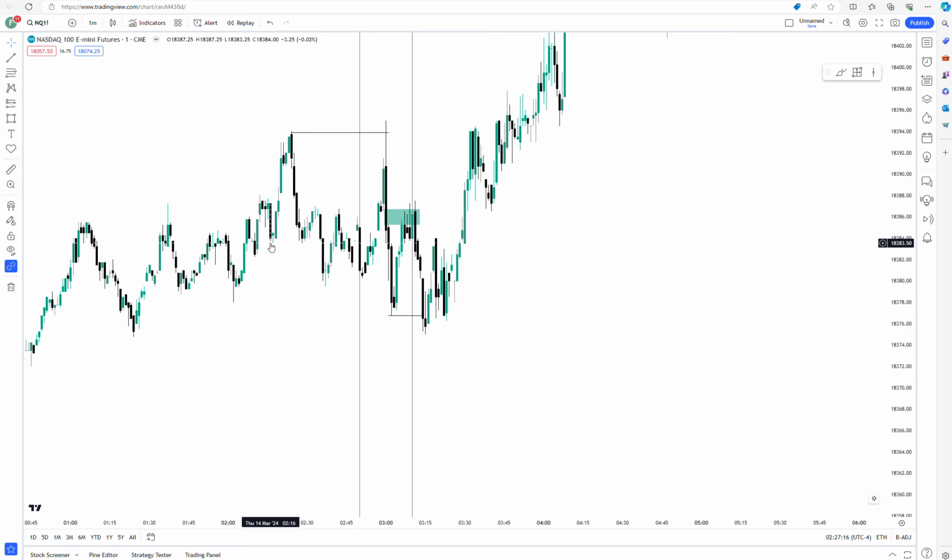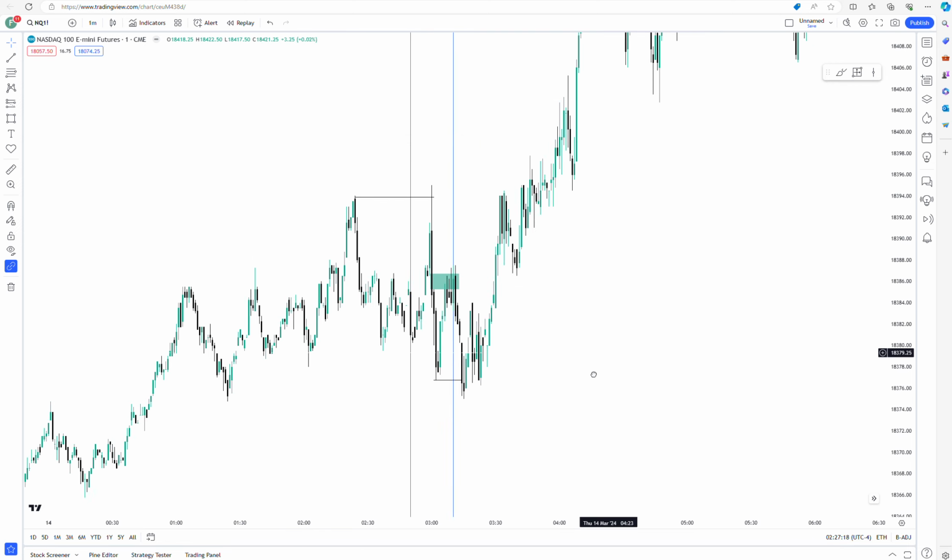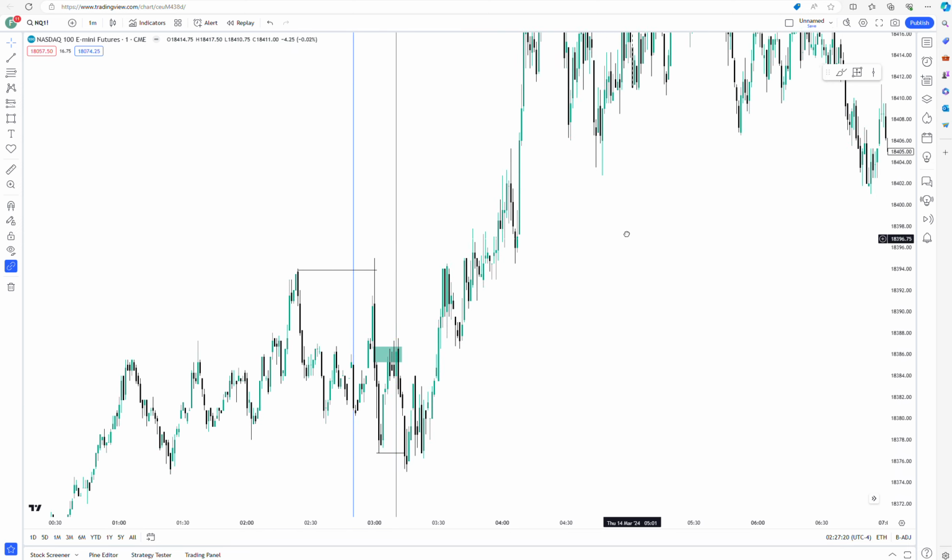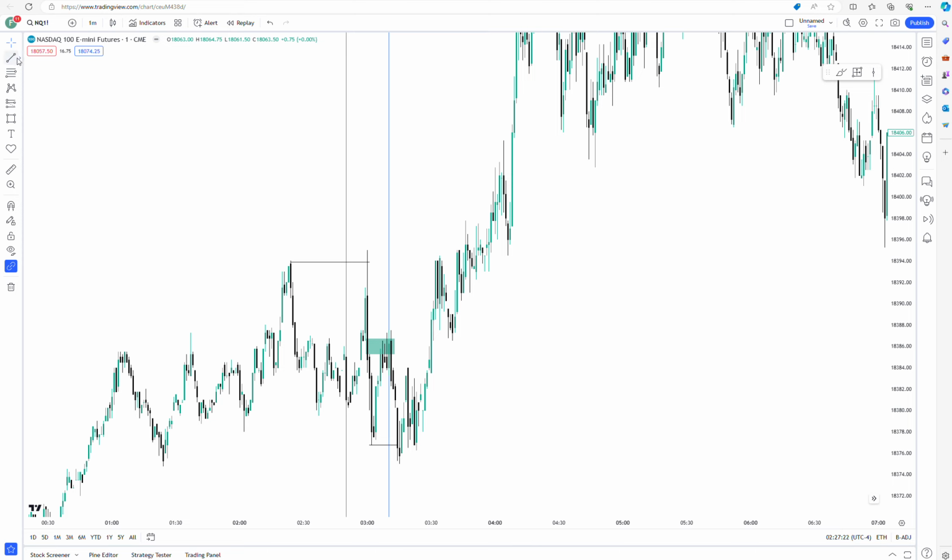Now, after this macro, what happens? We propel upwards. And then let's have a look at how we actually execute from the next macro, or if it actually shows us anything important here. So let's go 3:50, and then let's go all the way to 4:10. So the macro does deliver nicely, but are there any entries really from here? For most entry models, not really.